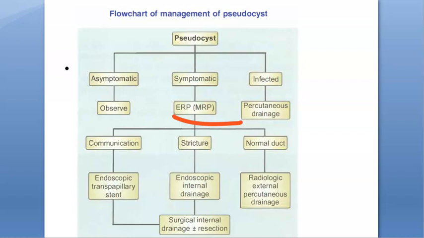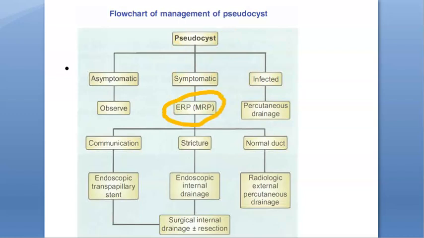Endoscopic retrograde pancreatography. Then what is MRP? MRP is MRI, instead of I, they are putting P here. Magnetic resonance pancreatography. So this is magnetic resonance pancreatography. You're just going to go and see what is there inside it.